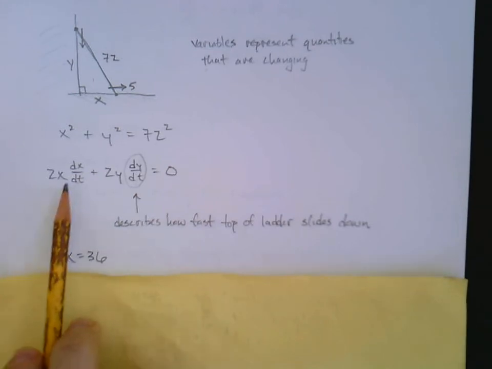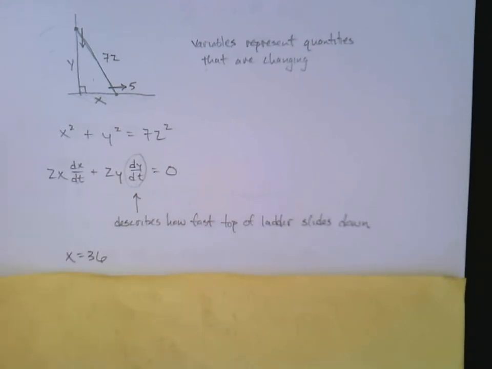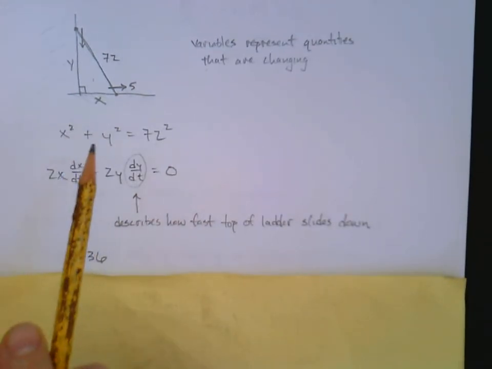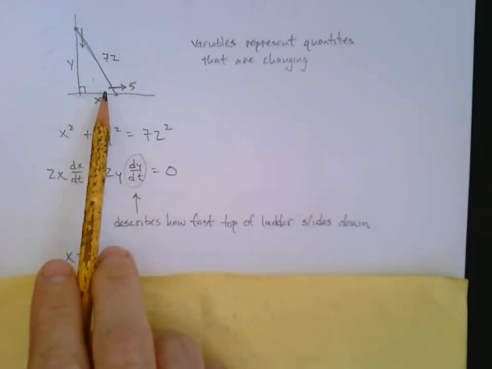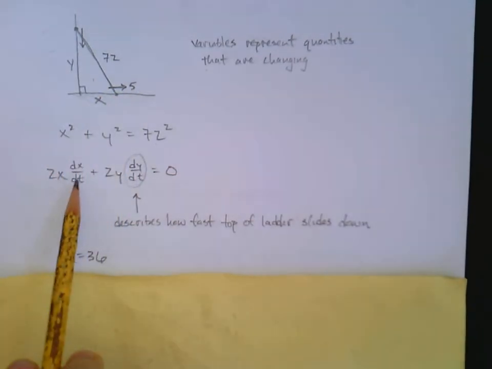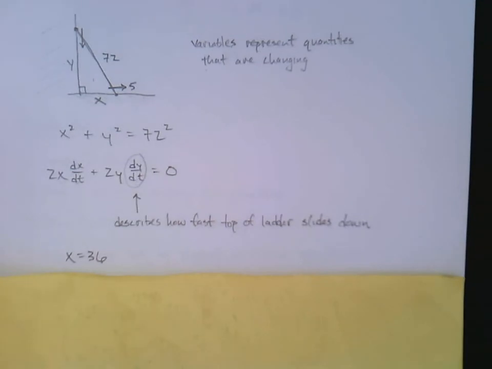How about dx over dt? Do they tell us dx over dt? Well, actually, it's right here in our drawing. The base of the ladder slides away at 5 inches per second. So we know that x is changing at 5 inches per second. So dx over dt, that whole thing is just going to become a 5.